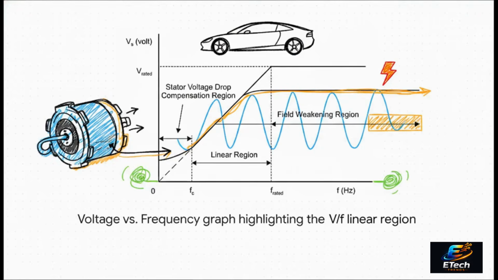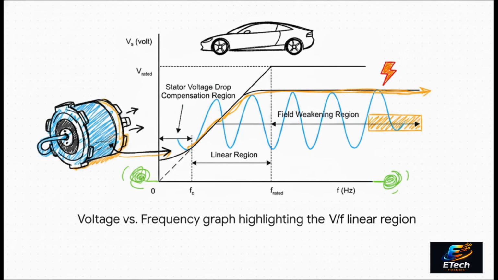It's all about that linear region where the constant V/F relationship ensures the motor operates smoothly. As the frequency increases, the voltage increases right along with it proportionally. But notice what happens in the field weakening region, at the higher end. The voltage just completely flattens out. That is a vital safety threshold.